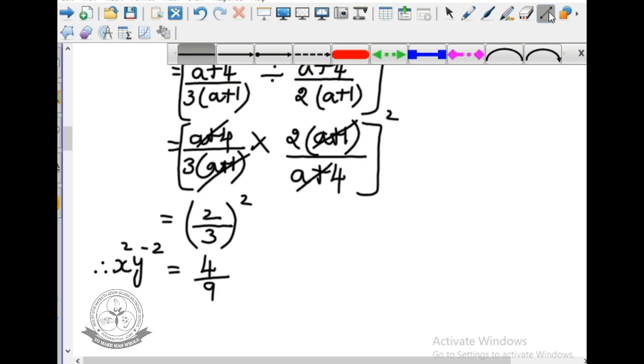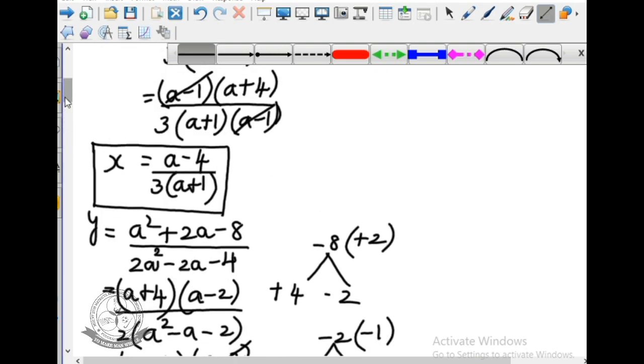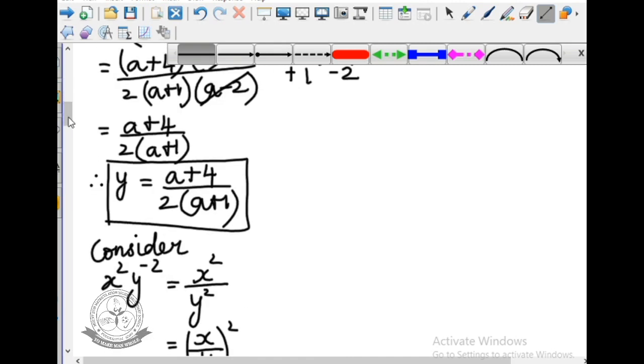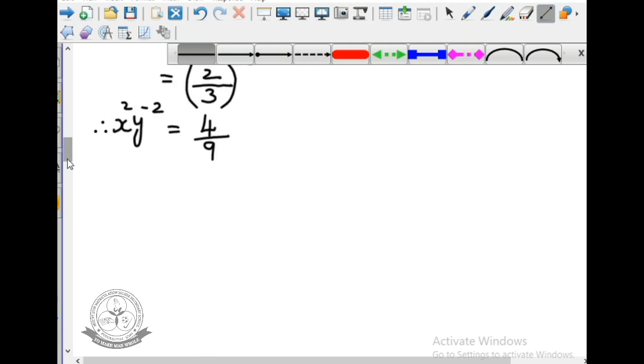So once again we check this one. They give the x value and y value, cancel the common factors. That means you will get x and y in their lowest terms. Then you want to find the value for this expression. So write this expression, do the simplification, and you will get the answer.